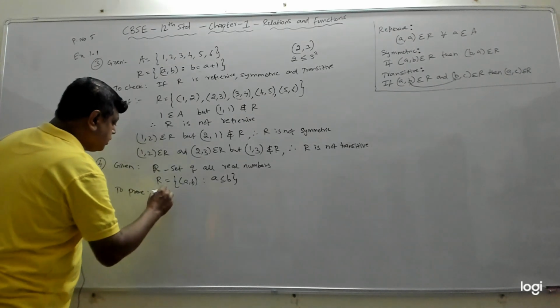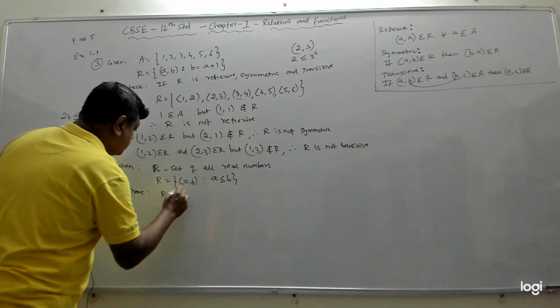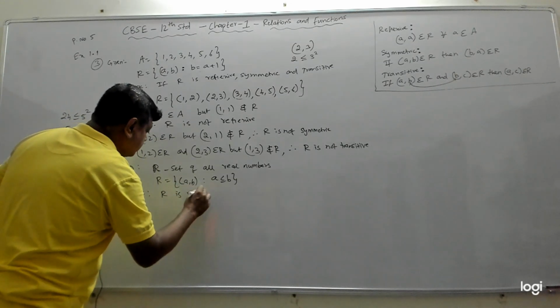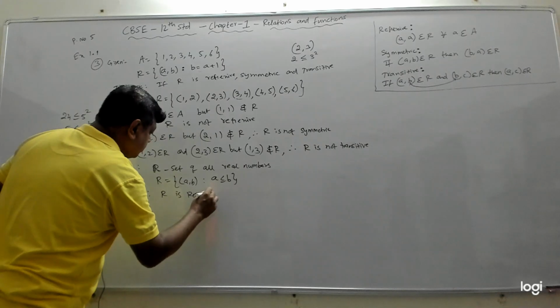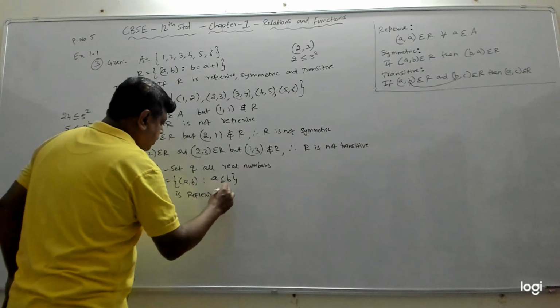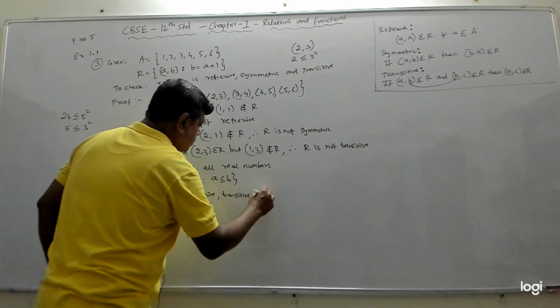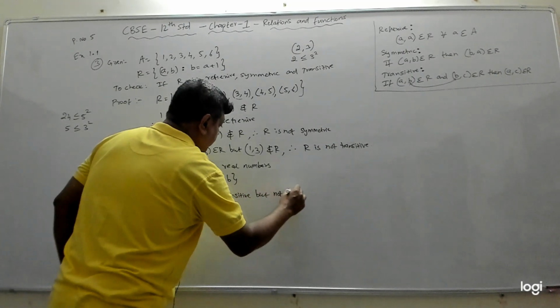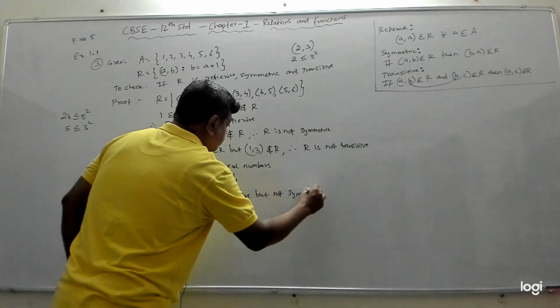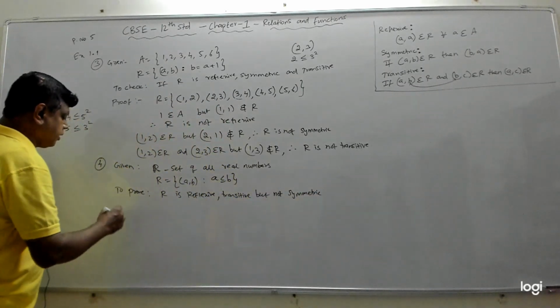We have to prove R is reflexive, transitive, but not symmetric. Show that.